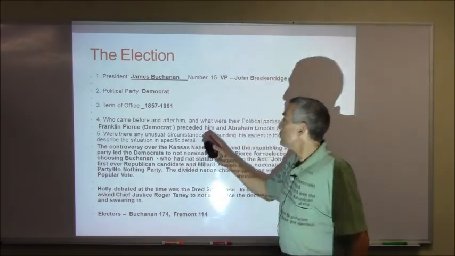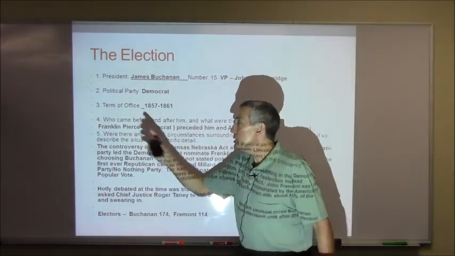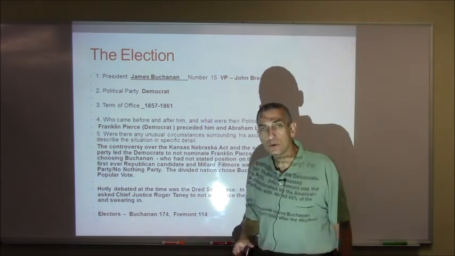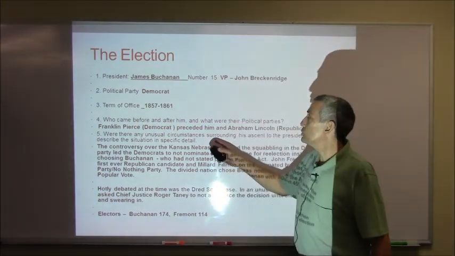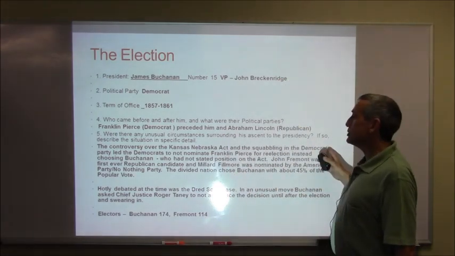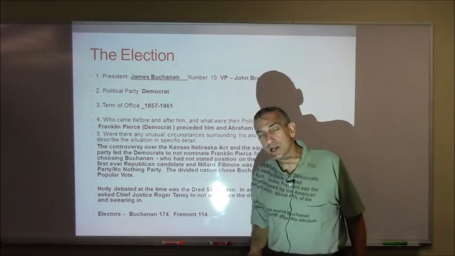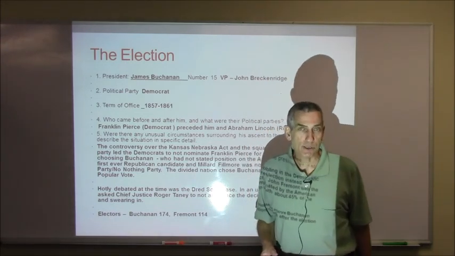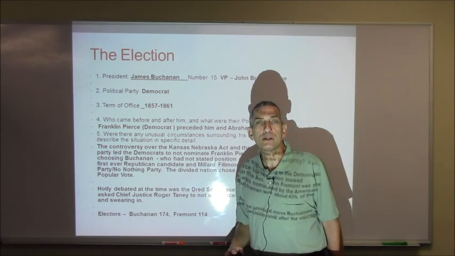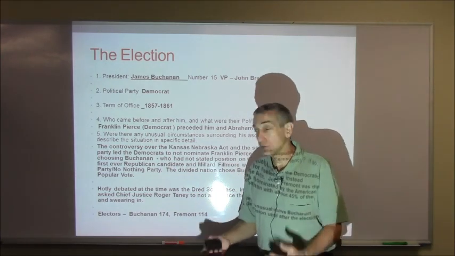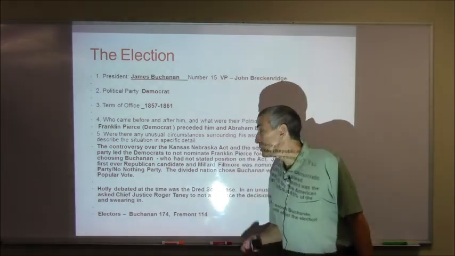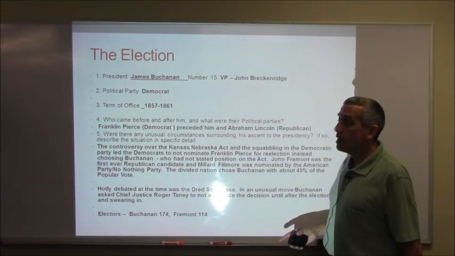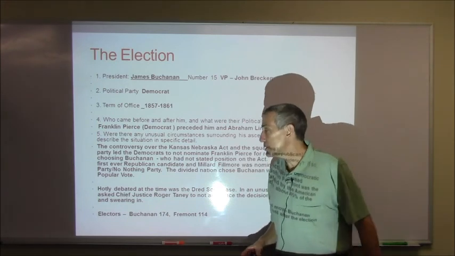Who came before him and after him, and what were their political parties? Franklin Pierce was a Democrat who came before him, and Abraham Lincoln was a Republican who follows him. Any unusual circumstance surrounding his ascent to the presidency? Well, the controversy over the Kansas-Nebraska Act had pretty much doomed the Franklin Pierce presidency. Remember, he said he was only going to run for one term of office. He was not going to run for a second term. So the divided nation chooses Buchanan with about 45% of the popular vote. So he was called a minority president.